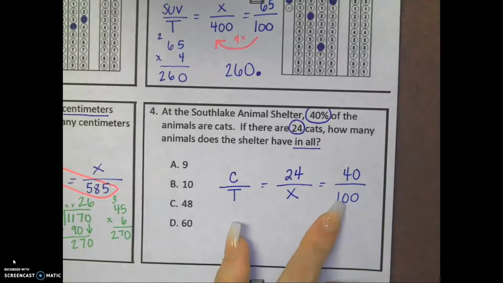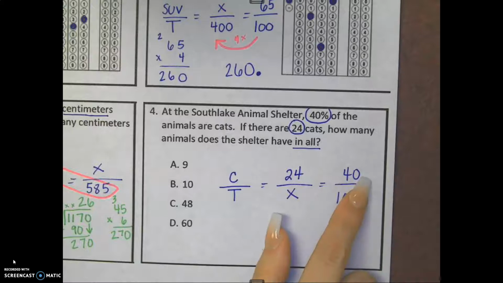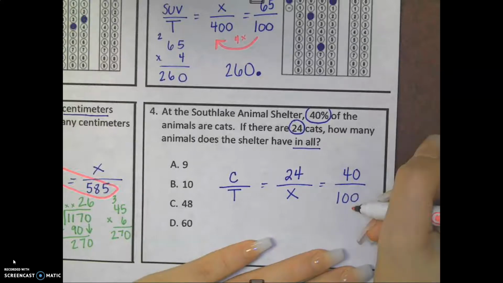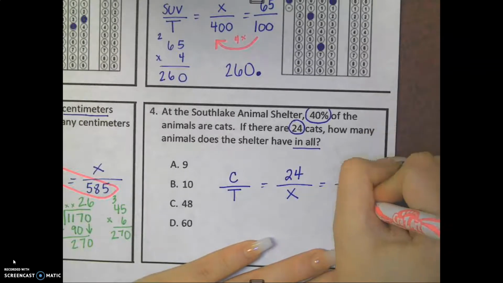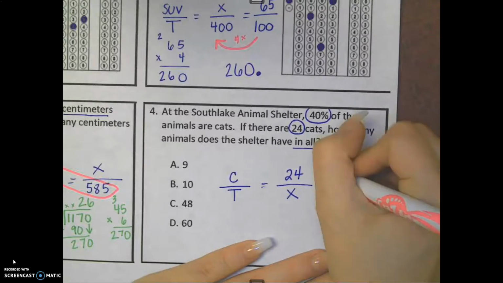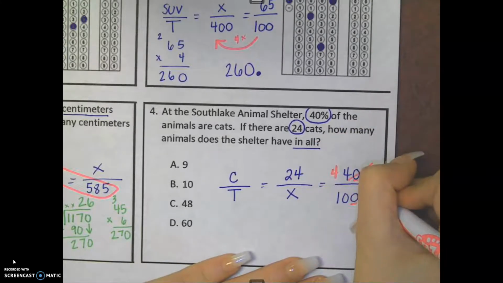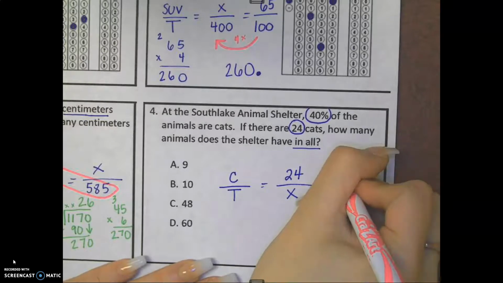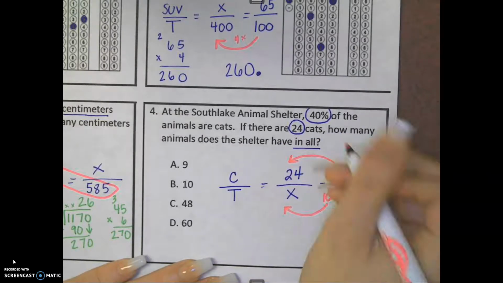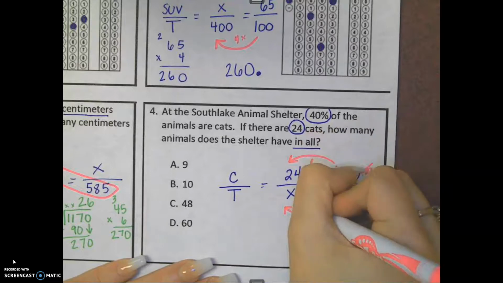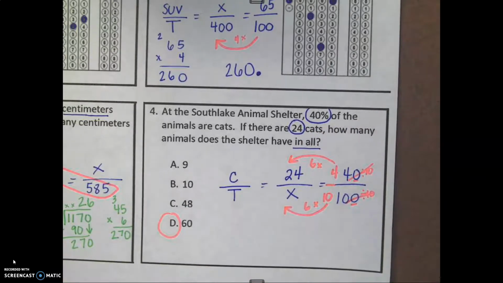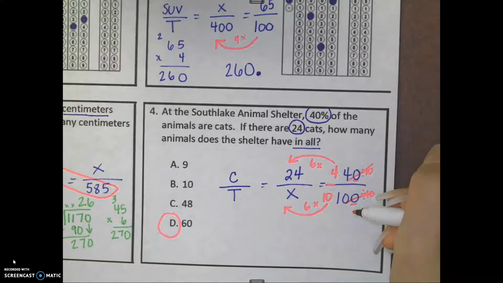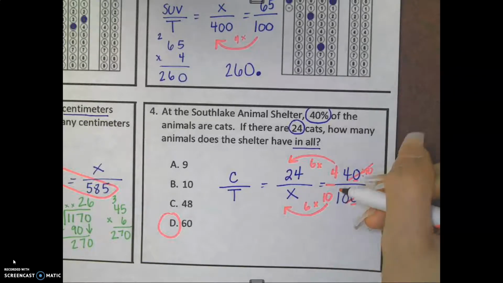Now I can do bat and ball, multiply 100 times 24, divide by 40, or I can simplify. Right away, I can see that I can simplify these by 10 because they end in zeros. 40 divided by 10 is 4. 100 divided by 10 is 10. So then I can go from 4 to 24 by multiplying by 6. So then 10 times 6 would be 60. Notice how after I simplify, I don't use those numbers because 40 over 100 is now 4 tenths. They are equivalent.